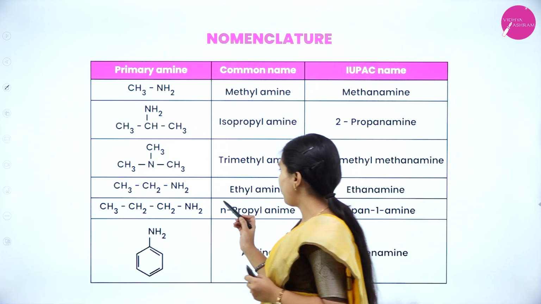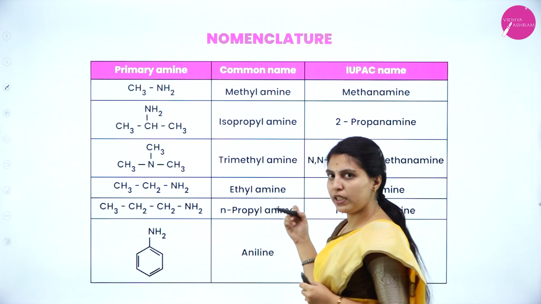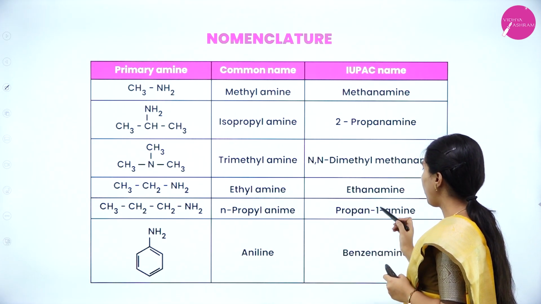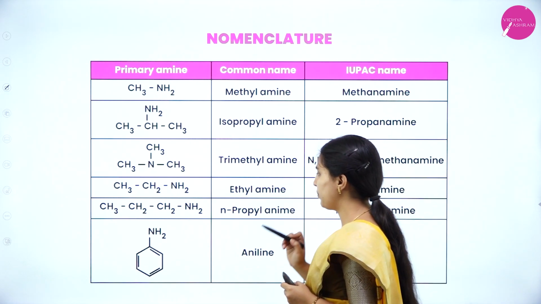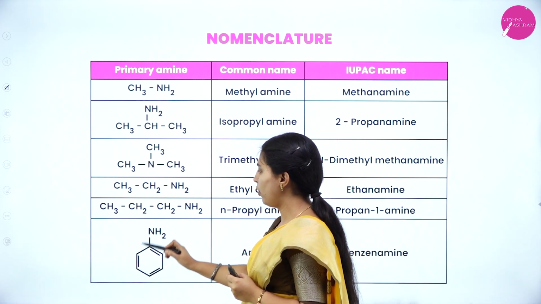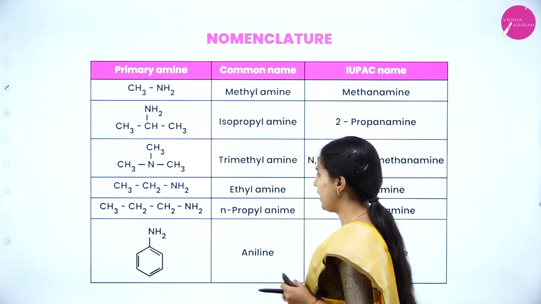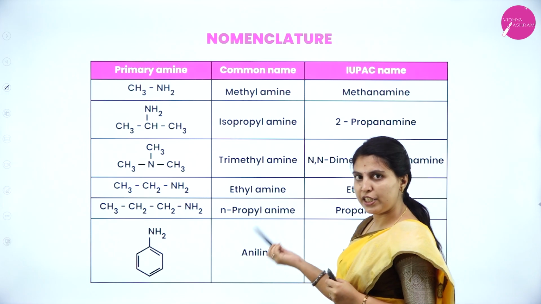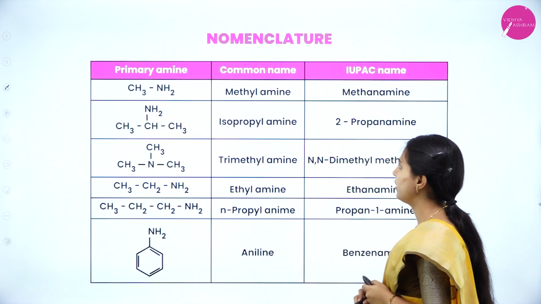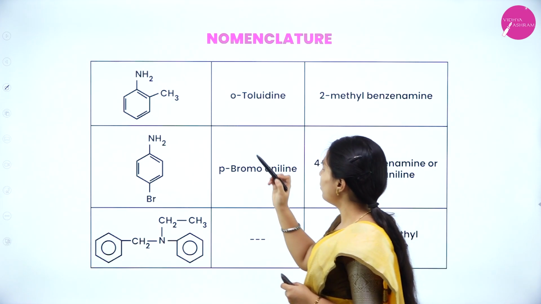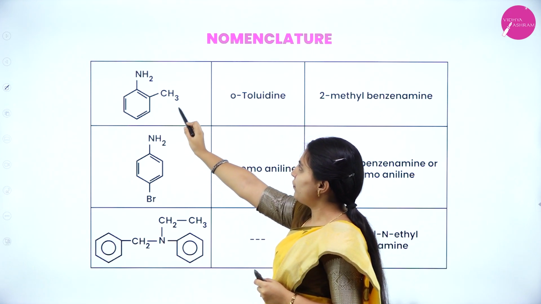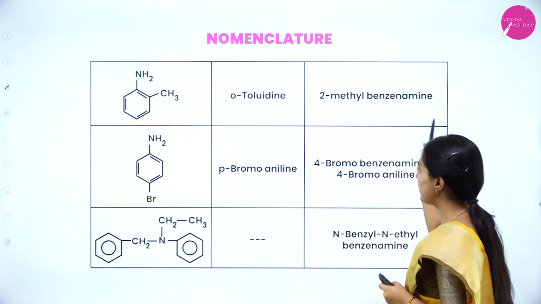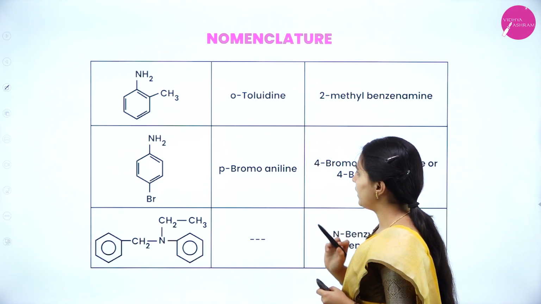Here n-propyl amine because a straight chain is present. So n-propyl amine. This is propanamine. Okay, at the first position. This is aniline. For ring NH2 is attached, commonly aniline. And this is benzenamine. For benzene, NH2 amine group is attached. That's why. Next, ortho-toluidine. Because at the ortho position CH3 is attached. But here 2-methyl benzenamine.